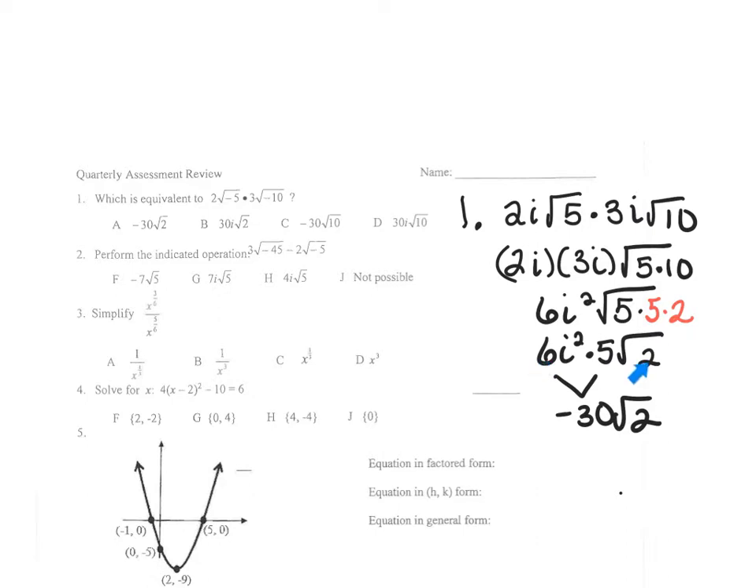The 2 can't come out, so it stays on the inside. I squared is negative 1. So 6 times negative 1 times 5 is negative 30. That's how you do number 1.